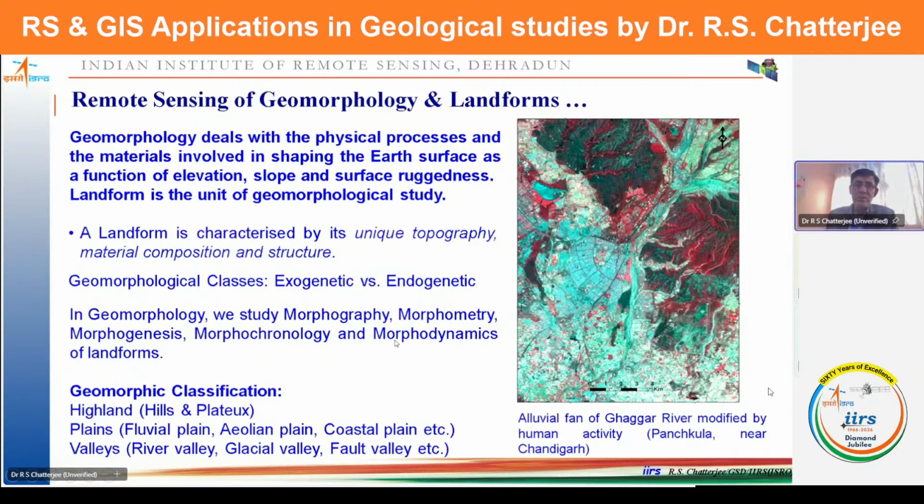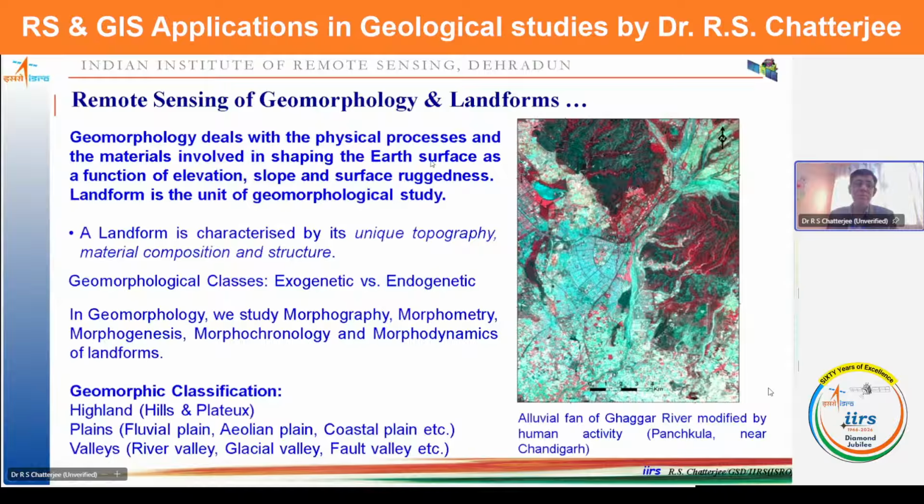Now coming to the next, this kind of information, what we can derive from remote sensing images, that is geomorphology, isn't it? And what is geomorphology? Geomorphology is what? Geo, morpho, and logy. So it is the science of the earth surface shape. So how can we define earth surface shape?